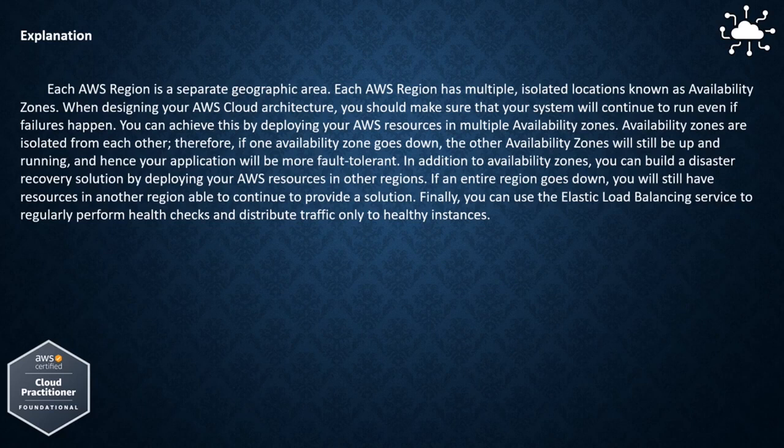In addition to availability zones, you can build a disaster recovery solution by deploying your AWS resources in other regions. If an entire region goes down, you will still have resources in another region able to continue to provide a solution. Finally, you can use the elastic load balancing service to regularly perform health checks and distribute traffic only to healthy instances.